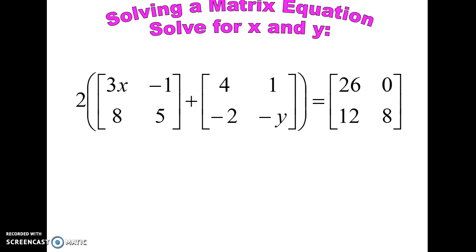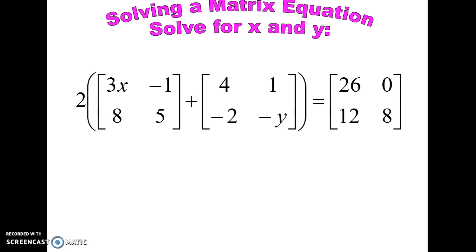So let's look at this one. This one's a little more complicated because there's more steps. Okay? So you've got 2 times the addition of two matrices equals another matrix. Well, in order to solve this, you want it to be one matrix equals another. So that really complicated side on the left, you want to group together and you want to simplify it so you do only have one matrix.